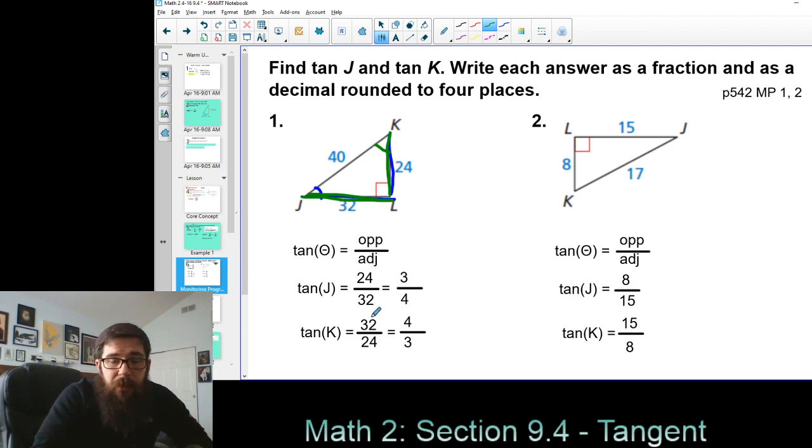Same sort of idea for problem 2, except with problem 2 we have 8s and 15s. You can see tangent of J is going to be 8 over 15. My opposite side doesn't touch J at all. The adjacent side does, but it's not the hypotenuse, so 8 over 15. Type it in a calculator, get a number, hooray. Tangent of K flips the order of that. Its opposite side is now 15 and the adjacent is 8. Cool.